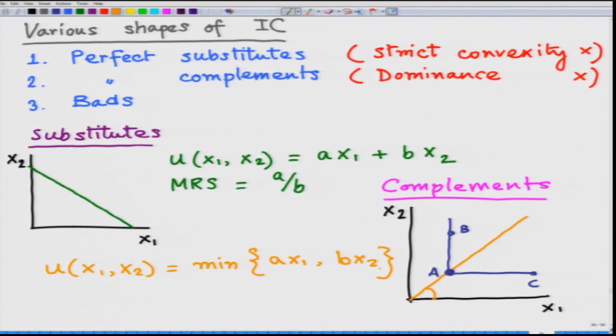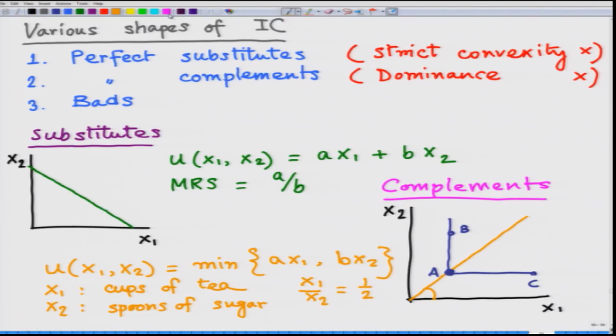Now, let us consider the case of this tea and sugar. I said that there is a consumer who mixes 2 teaspoonfuls of sugar to 1 cup of tea. Let us assume x1 denotes the cups of tea and x2 denotes teaspoons of sugar. So, x1 over x2 is 1 over 2.